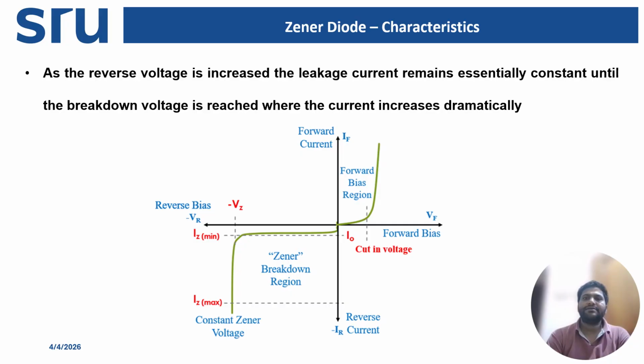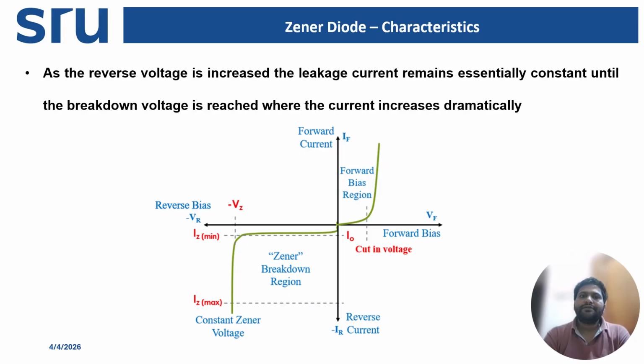So, the forward bias region, the right side of the graph. On the right side, in the forward bias region, initially the current is very small. After reaching the cut-in voltage, that is about 0.7 V for silicon and 0.3 V for germanium, the current increases rapidly. This part looks exactly like a normal diode. So in forward bias, the Zener diode behaves like an ordinary PN junction diode.